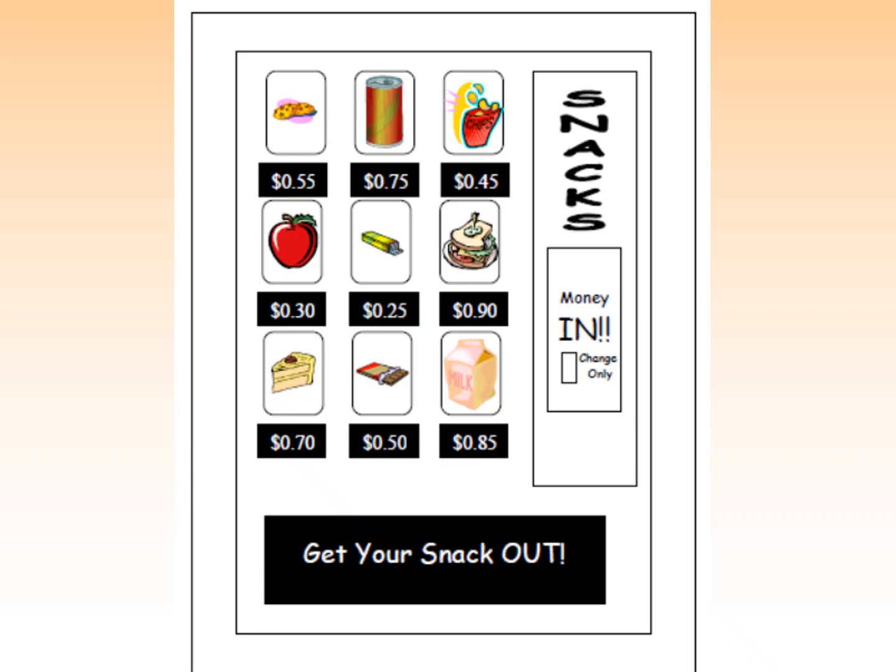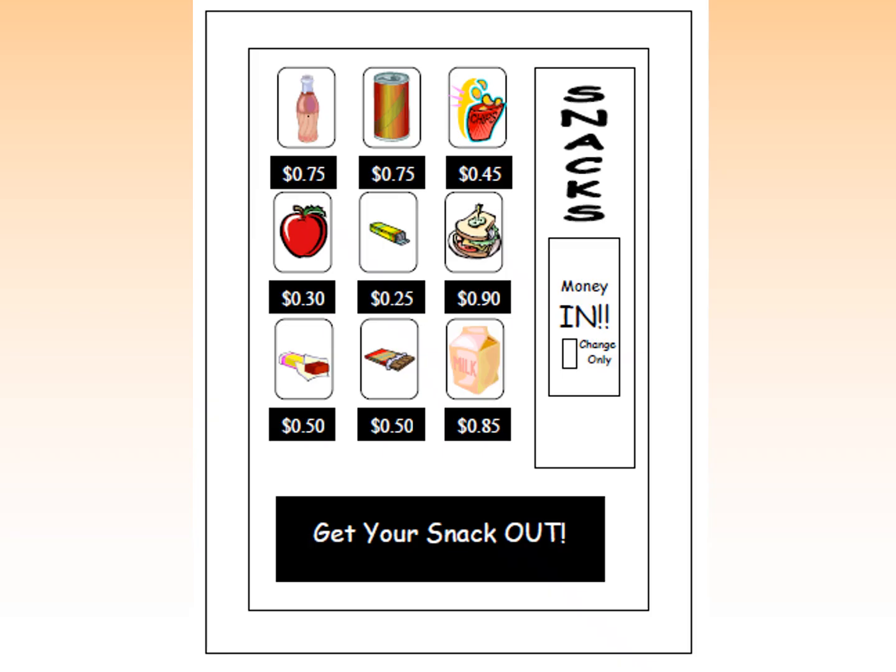Okay, let's pause with all the math stuff and talk about snacks for a second. So take a look at this vending machine. You've got a whole bunch of different snacks in here. And if you look at the prices, we've got all these different prices. We've got 55 cents, 75 cents, 45 cents, 30 cents, 25 cents, 90 cents, 70 cents, 50 cents, and 85 cents. Notice all the prices are different. You're going to put in however much money you need for the snack that you want, and then you'll get out the snack that you want, right? So each thing costs something different.